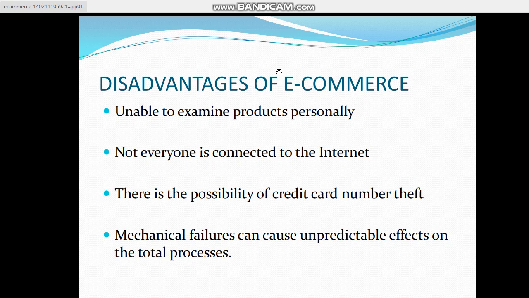And disadvantages: unable to examine products personally, and not everyone is connected to the internet.